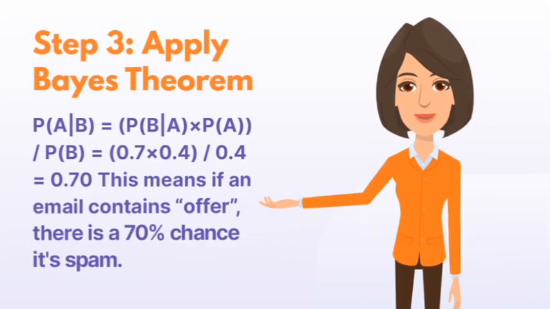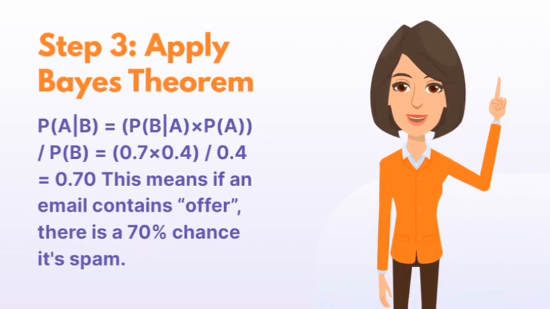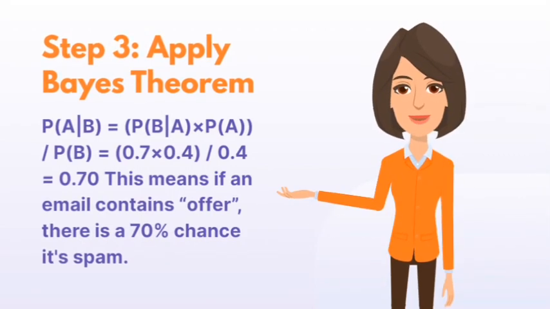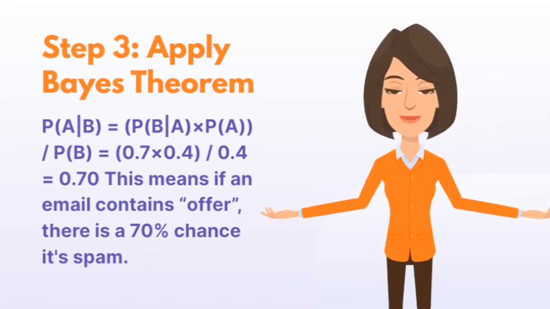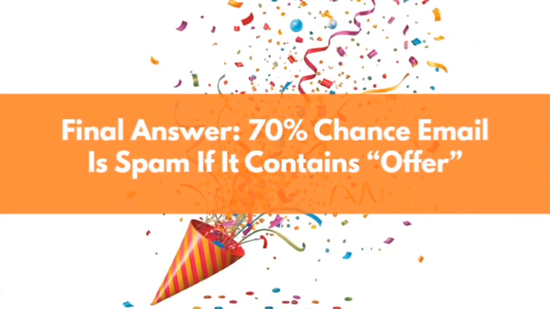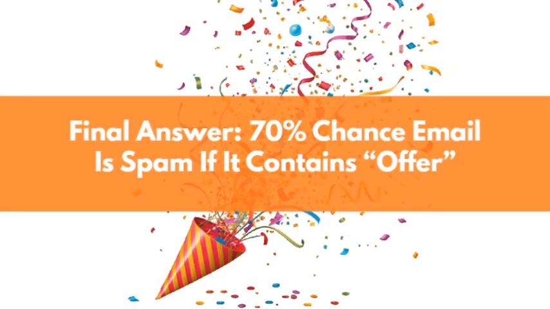Step 3. Apply Bayes theorem. P of A given B equals P of B given A times P of A divided by P of B. That is 0.7 times 0.4 divided by 0.4 equals 0.70. This means if an email contains offer, there is a 70% chance it's spam. Final answer: 70% chance the email is spam if it contains the word offer.